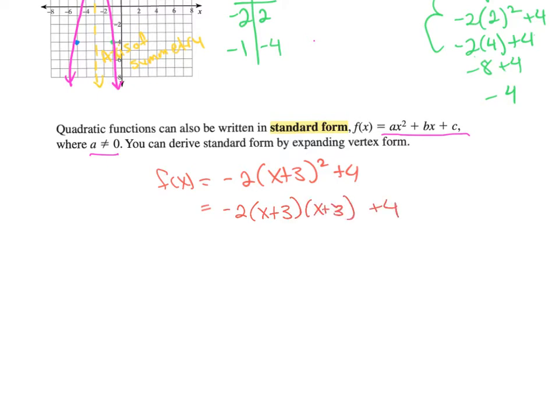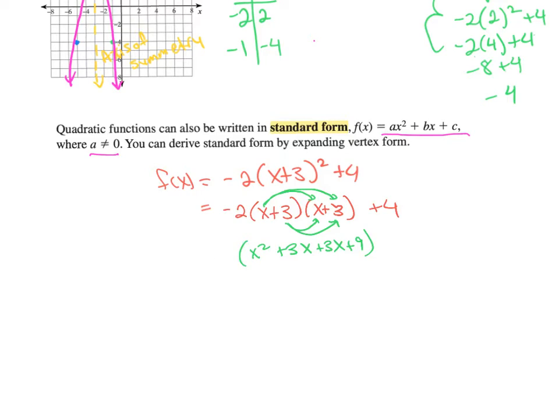And some of you guys learned how to FOIL, same idea. We're going to distribute, FOILing. So x times x is x squared. X times 3 is 3x. 3 times x is 3x. 3 times 3 is 9.